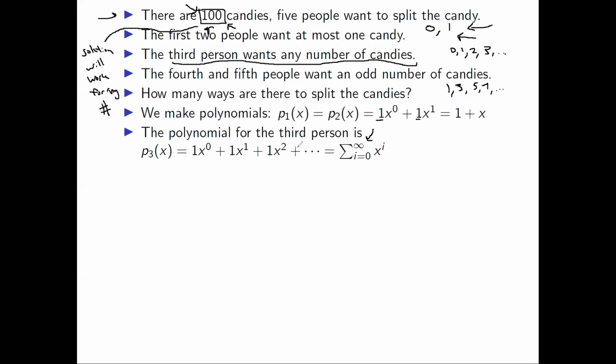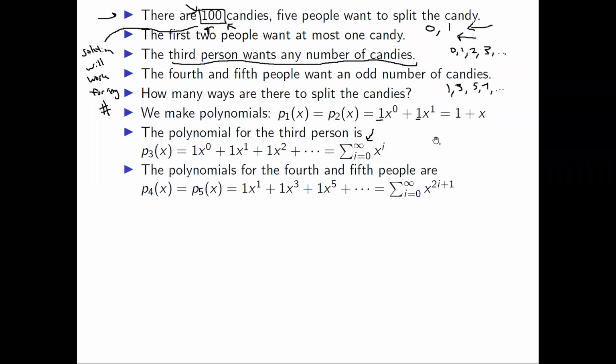It's 1 times x to the 0 plus 1 times x to the 1 plus 1 times x to the 2, and so on forever. And we can write that as a sum i equals 0 to infinity of x to the i. And now we just have to do the polynomials for the fourth and fifth people.